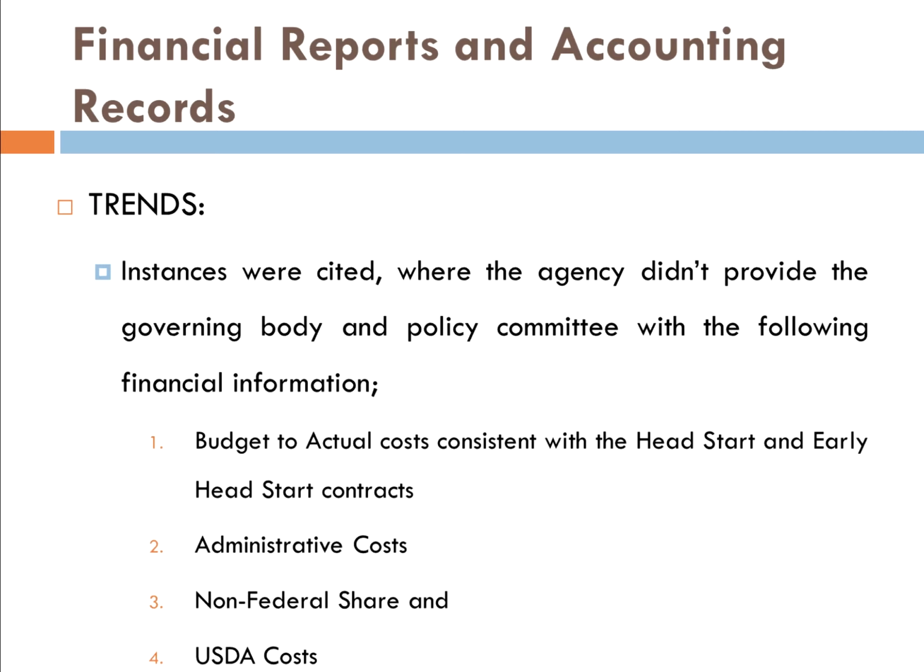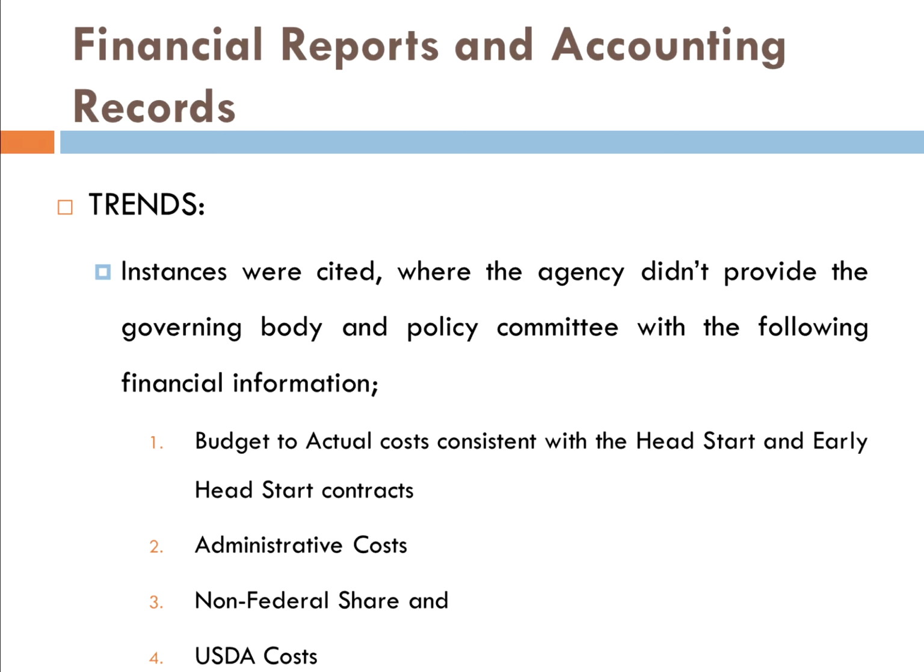Again, we're still on the financial reports and accounting records. Perry? Yeah, this is kind of a follow-up to the prior section, where we were dealing with the frequency. This is actually the content of the financial reports as related to the Head Start and Early Head Start contract. These are the requirements: budget to actual, consistent with Head Start and Early Head Start, administrative costs, non-federal share, USDA costs, and other costs.